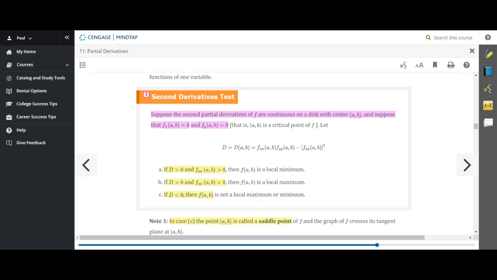Okay, so on that note, I will stop the recording, and you have enough now to be able to understand the second derivatives test for MATLAB assignment number 5. Okay, great. I will stop the recording.